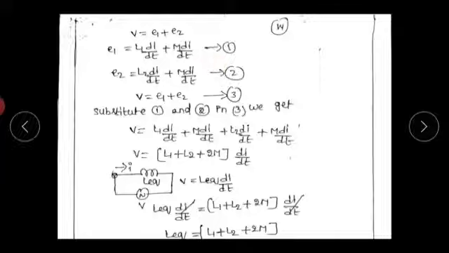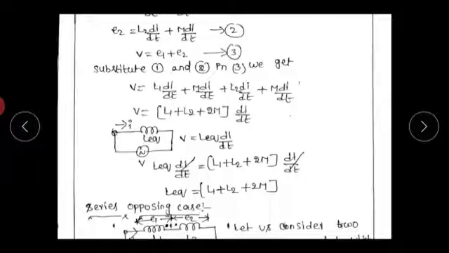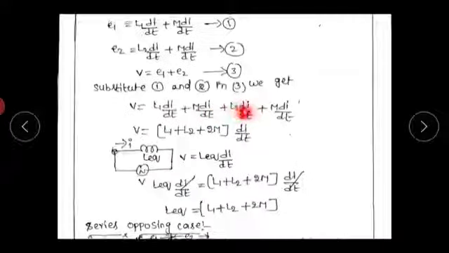So the KVL equation is V equals E1 plus E2, equation 3. Now substitute E1 and E2 in equation 3, we get V equals L1 into di by dt plus M into di by dt plus L2 into di by dt plus M into di by dt, or V equals L1 plus L2 plus 2M into di by dt.